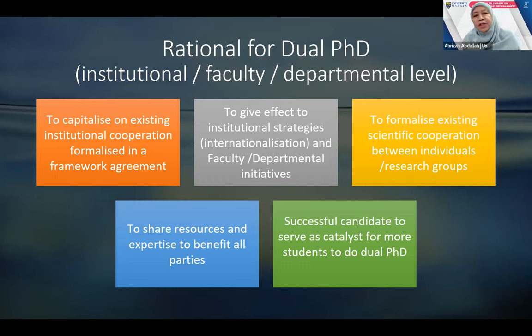Other rationales for dual PhD are, for example, to gain confirmation of quality or standards because the PhD is supervised and assessed by two panels of examiners. And this is what I got from my visit to one partner university last time: an international degree, especially from Europe, is important for the employability of graduates, especially if our international students or even our local students want to work abroad. So basically, these are the rationales for dual PhD.